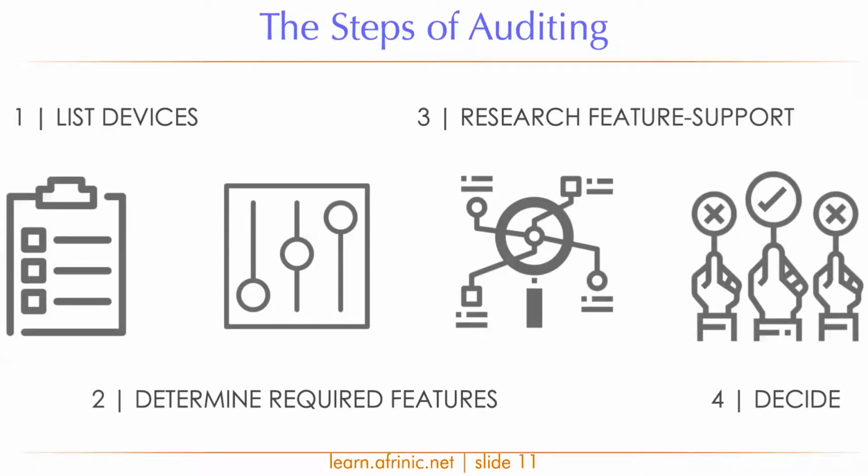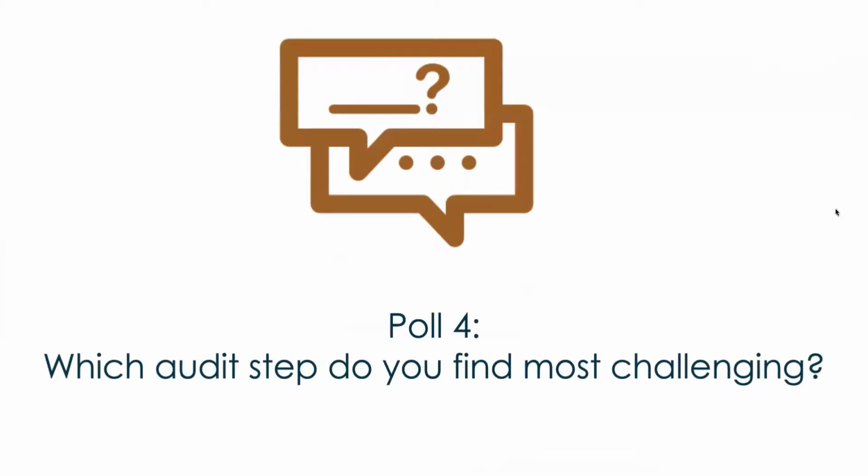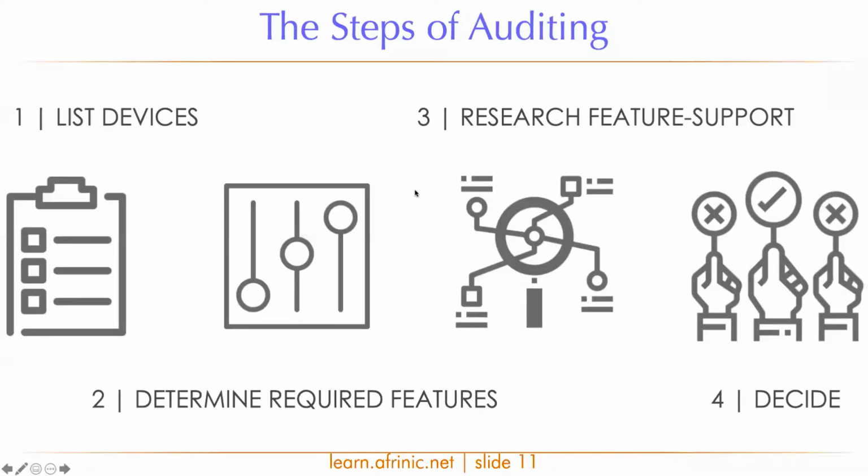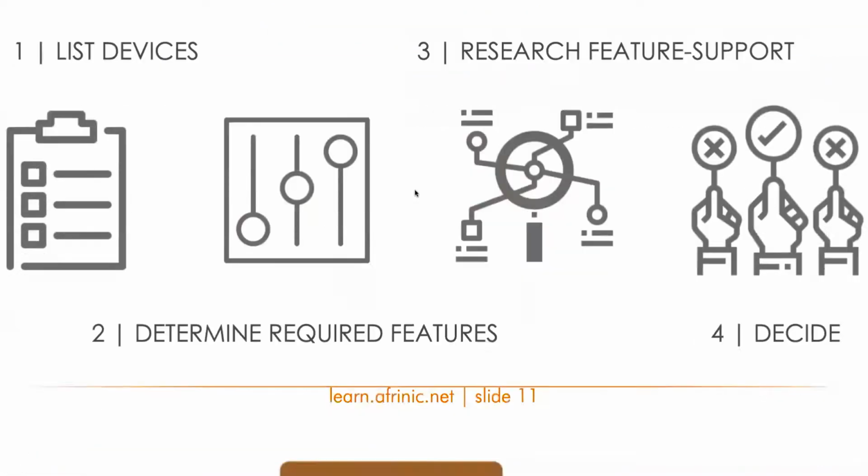So again, four key steps to auditing. One, list your devices. Two, determine the required features for each device. Then for each of these features, you research the support in your device, and then you decide. So let's find out which one of these you think is the most challenging. Just look at them, and then I'm going to show you a poll. Which of these steps do you think is the most challenging?